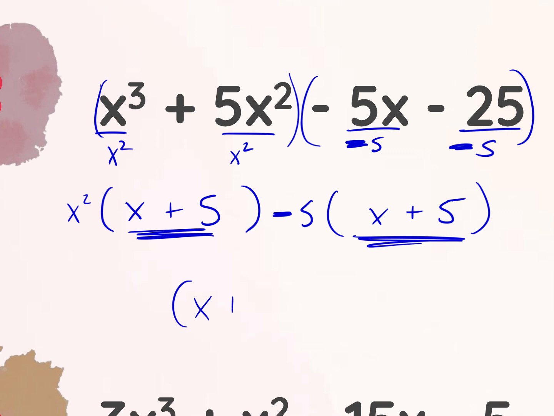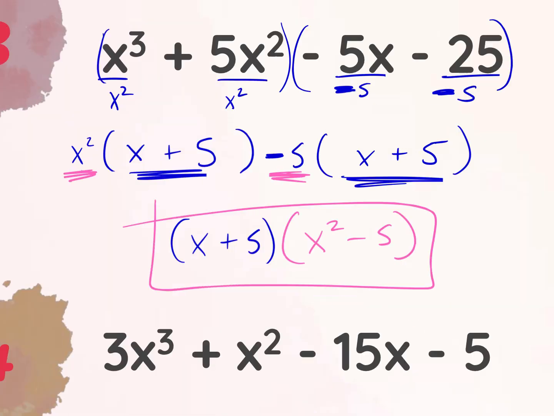Now are the parentheses exactly the same? Yep, so we're going to group those together. We have x plus 5. What would go in our second set of parentheses? X squared minus 5. Perfect. The two things from the outside go together.